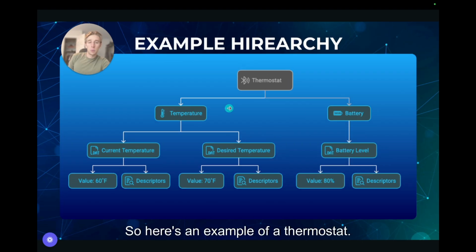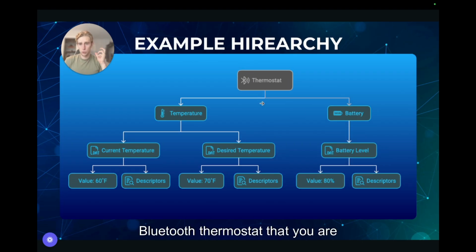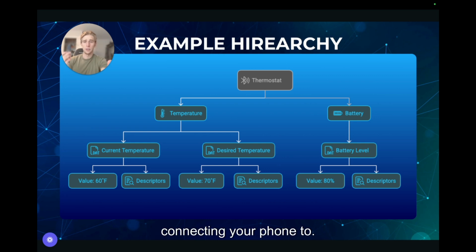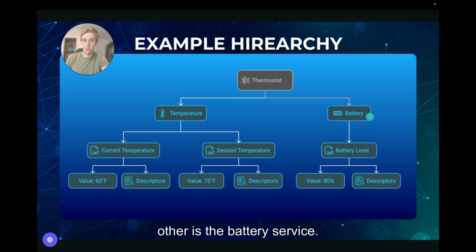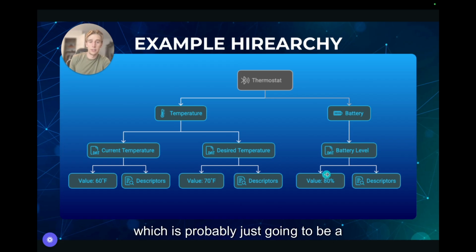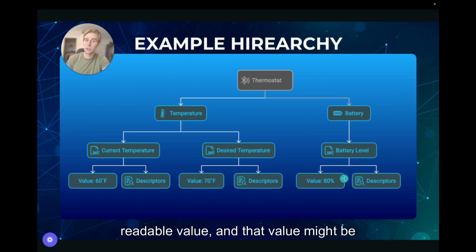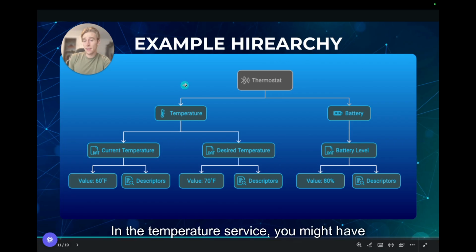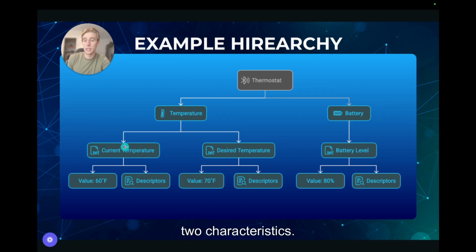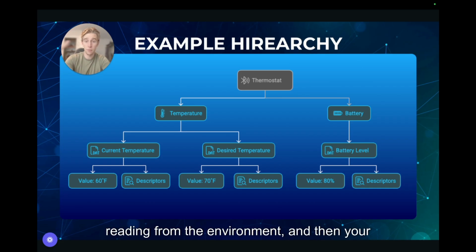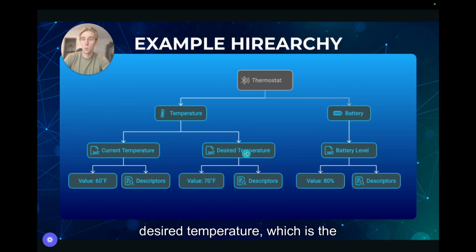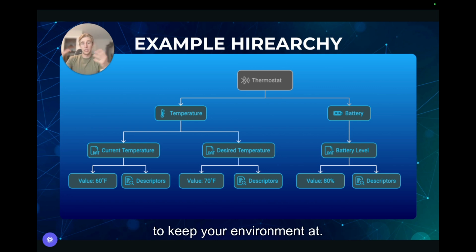So here's an example of a thermostat. Let's say you have a Bluetooth thermostat that you are connecting your phone to. That thermostat might have multiple services. One service is the temperature service. The other is the battery service. That battery service is going to have a characteristic called battery level, which is probably just going to be a readable value, and that value might be 80%. In the temperature service, you might have 2 characteristics. The current temperature, which is the temperature that your thermostat is reading from the environment, and then your desired temperature, which is the temperature that you've set your thermostat to keep your environment at.